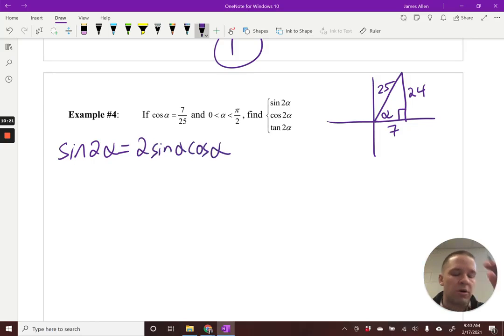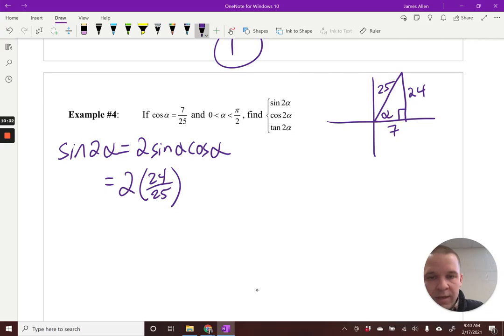And I find it helpful to write that down. So now all I need to do is just put in, well, what's sine of alpha? That's 24 over 25. And then what's cosine? Well, that's 7 over 25. You could either get that from looking at the triangle or the original problem. And now I got to just do some multiplication.